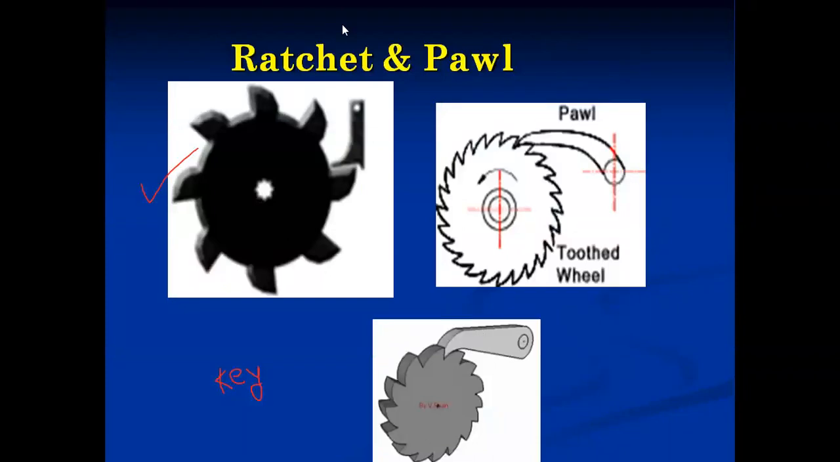Whether we have discussed this? Yes, sir. What is this? Ratchet and pawl. What is the purpose of ratchet and pawl? Motion in only one direction. Very good. That is the purpose of this: to allow the motion in only one direction.